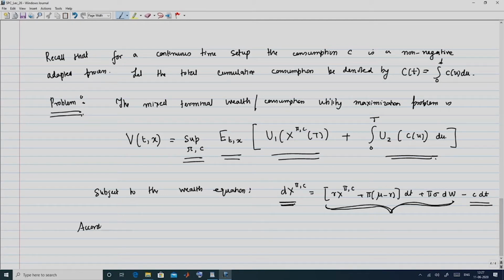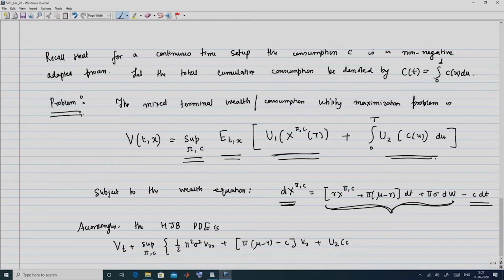So, accordingly you can show that for the case where you consider both wealth and consumption, the HJB PDE is V_t plus supremum over pi, c of half pi squared sigma squared V_xx plus pi (mu - r) V_x as before, but we have a new term minus c V_x plus u2 of c, that is the utility function for the consumption, plus r x V_x is equal to 0, subject to the condition that V(T, x) obviously is going to be u1 of x.